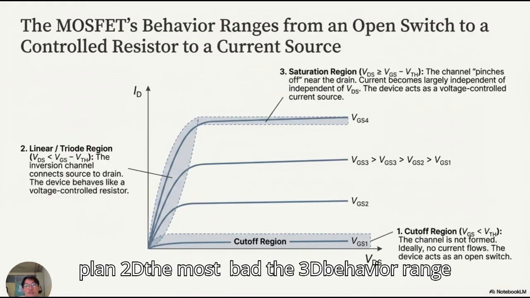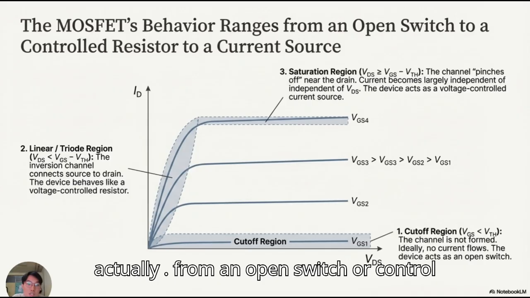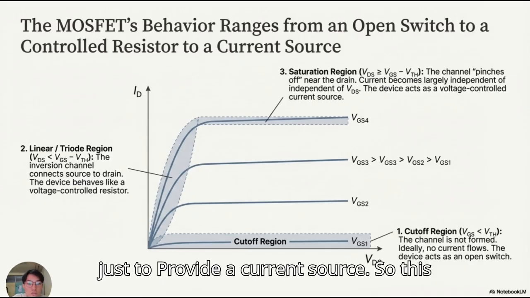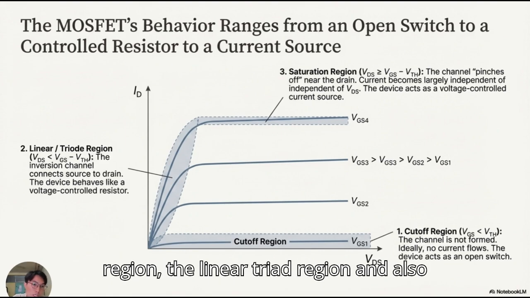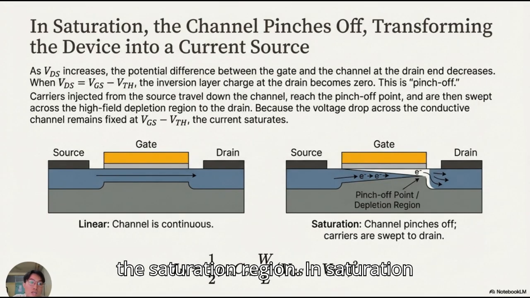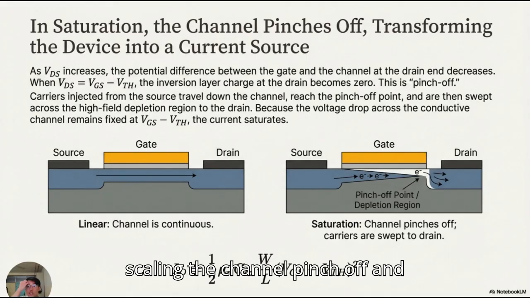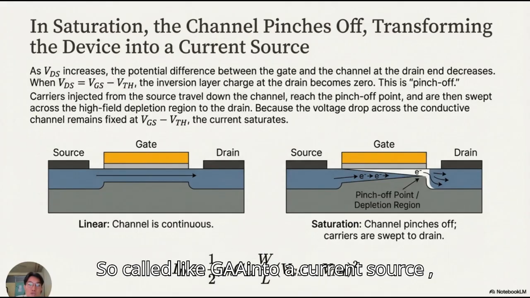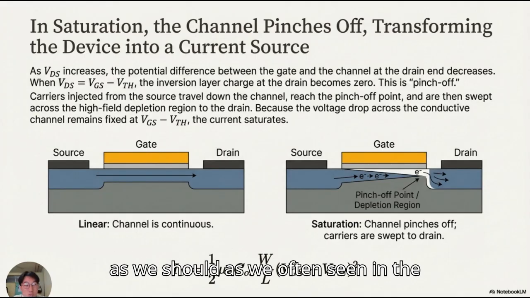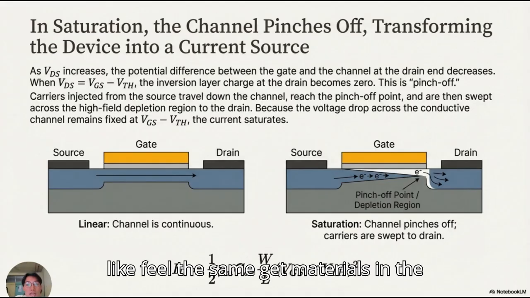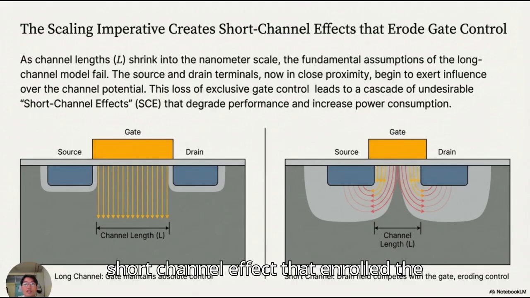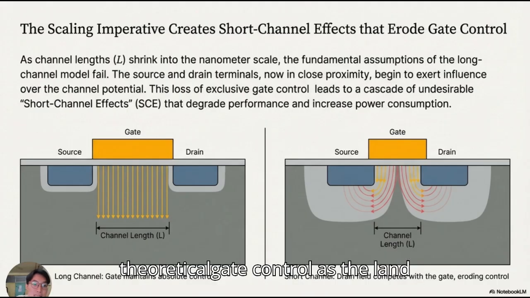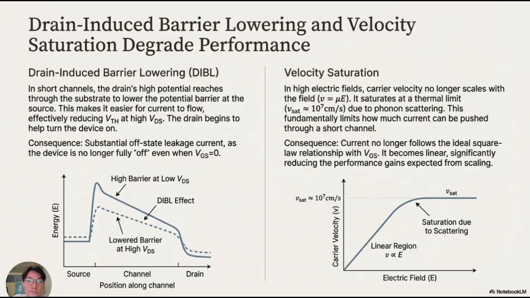So the MOSFET behavior ranges from an open switch to a controlled resistor to a current source. This graph shows the cut-off region, the linear triode region, and also the saturation region. In saturation, the channel pinches off, transforming the device into a current source, as we often see in circuits. And the scaling imperative is the short channel effect that erodes the gate control. As the length shrinks, the short channel effect is enhanced.